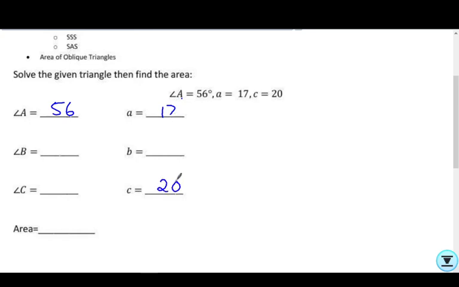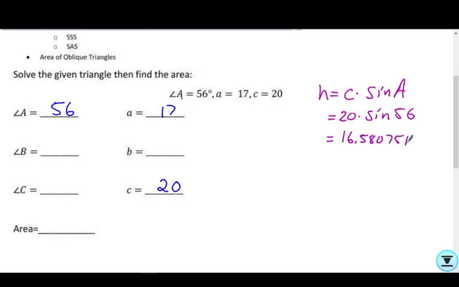And then the first thing I'm going to do is find the height. The height for this one is going to be C times the sine of A, which means it's 20 times the sine of 56. You just plug that into the calculator and you get the height, which is 16.580751... Okay, so that means we have two solutions, because the side that matches the angle is bigger than my height but smaller than the other side given, which means there are going to be two solutions on this problem.